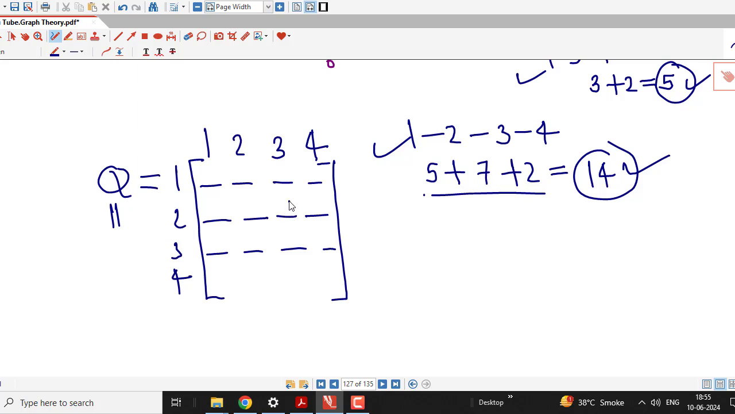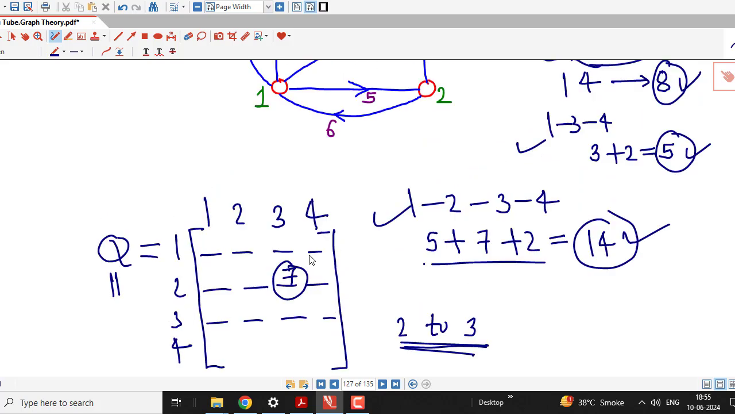For example, if I have 7 here, then the length of the shortest path from 2 to 3 is 7, or whatever path we have obtained from 2 to 3, that path is shortest in the sense that the sum of weights assigned to edges along this path is minimum.